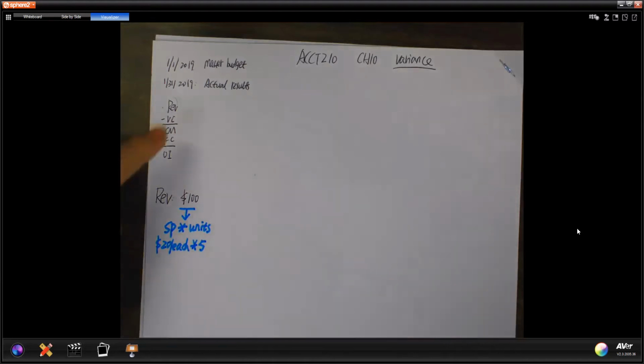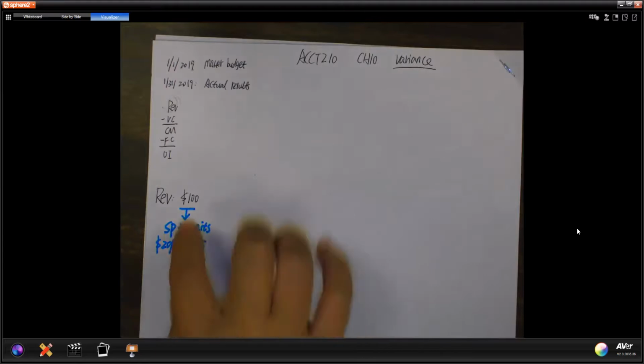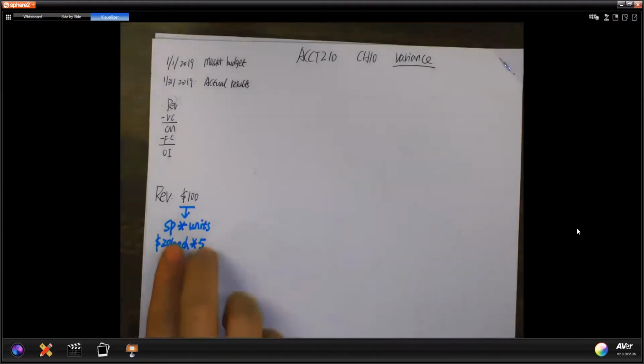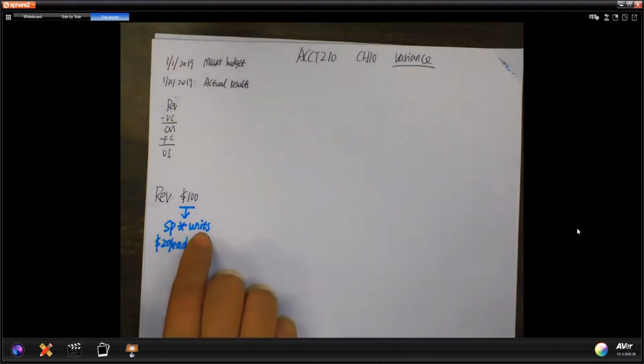Similarly, for the costs, you also have two parts. One is the units you produced. The other one will be the cost of your material, labor, or those things. So for every dollar amount, you have two parts: the selling price or the cost per unit, times the units you sold or the units you produced.